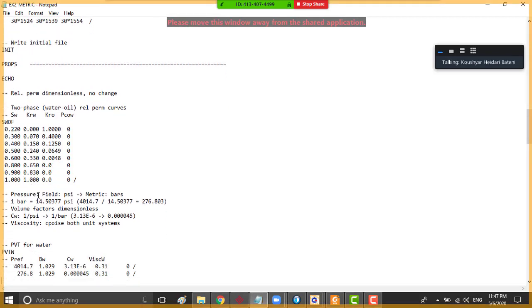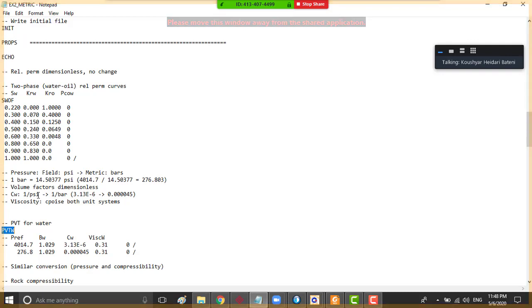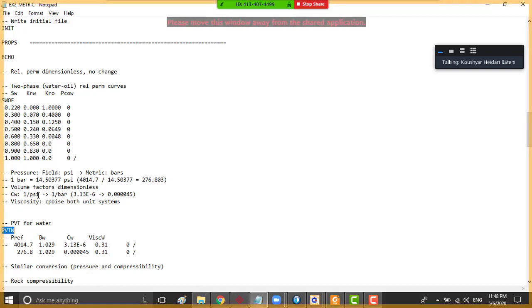You had to change these quantities from PSI units to bar units, right? And you had to divide it by 14.7, right? Now, what is the next keyword that you're seeing here? It is PVTW. And what does that mean? It means the PVT properties for water, right? That is the meaning of PVTW. If you need to find more information on it, you again have to go to the reference manual.